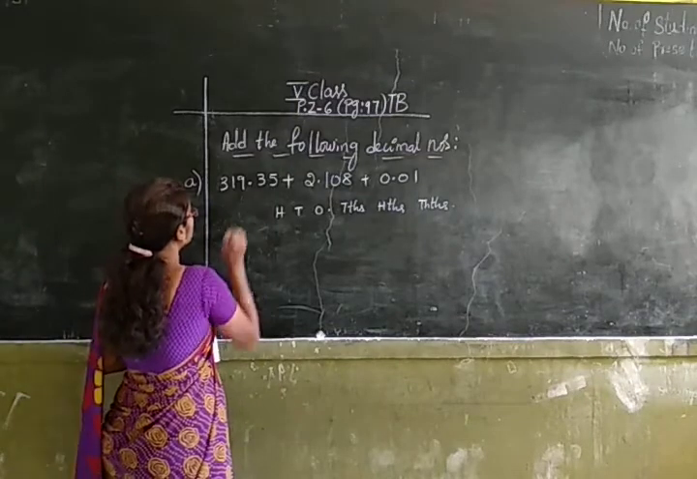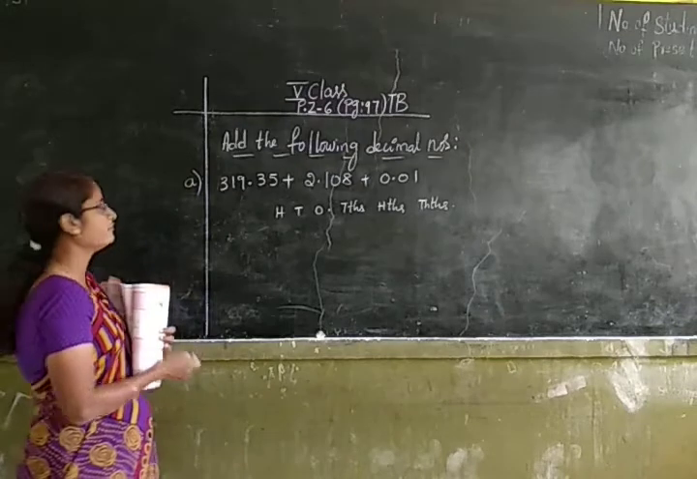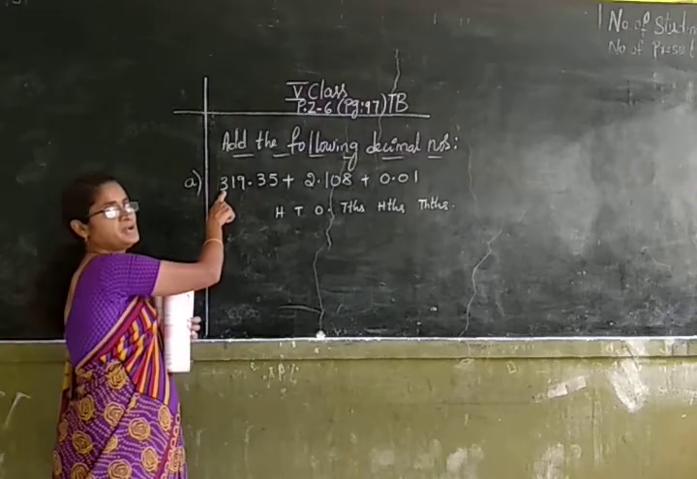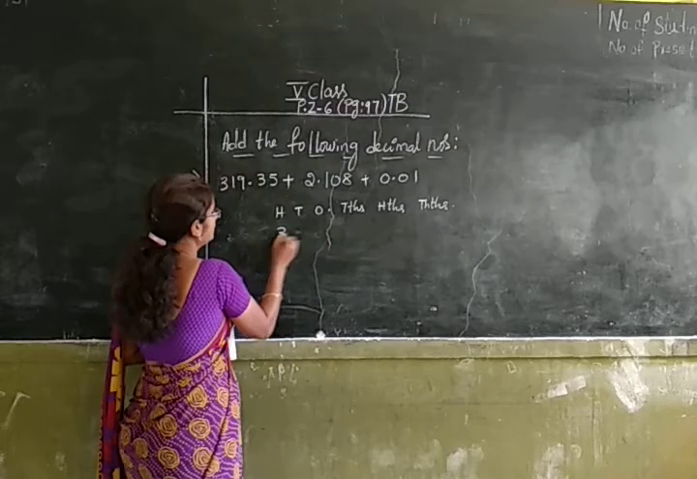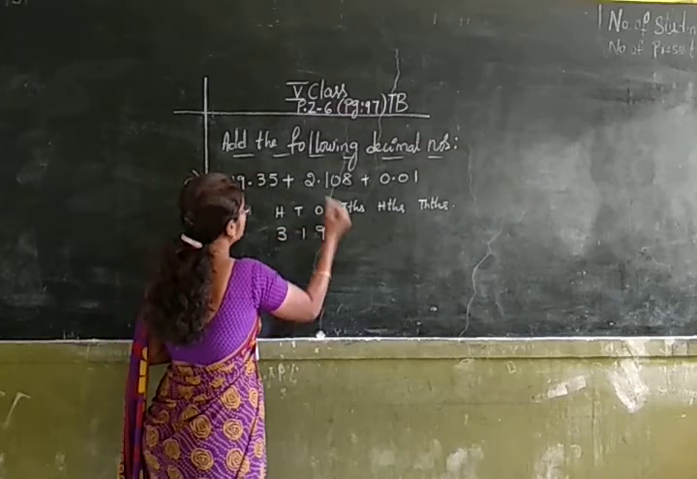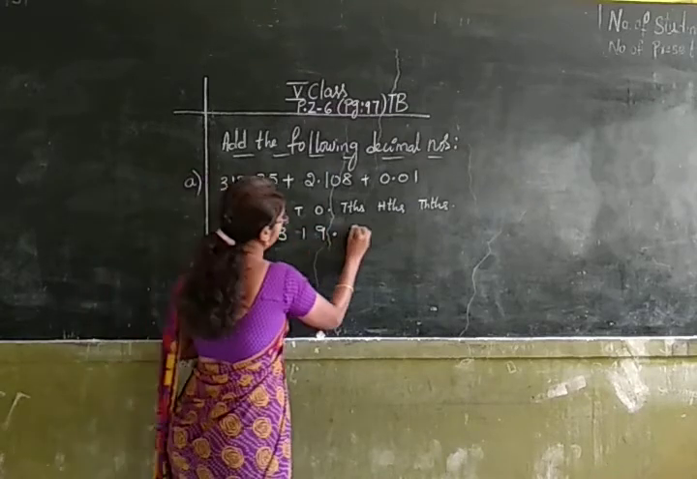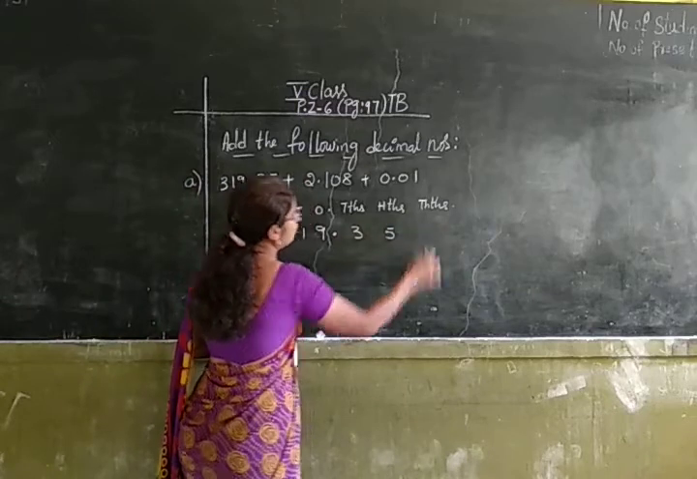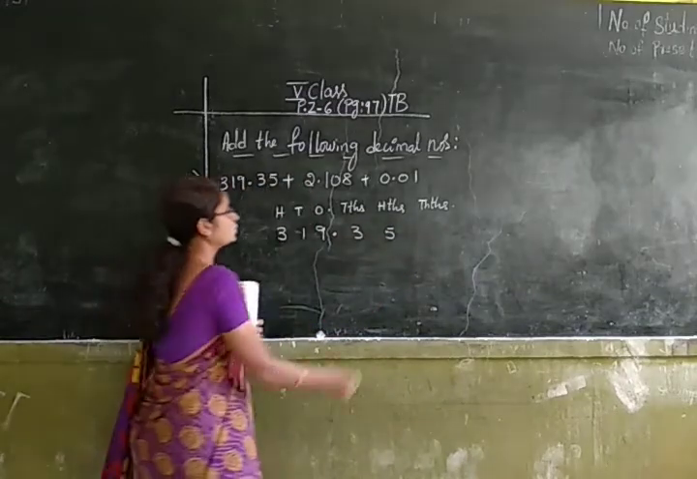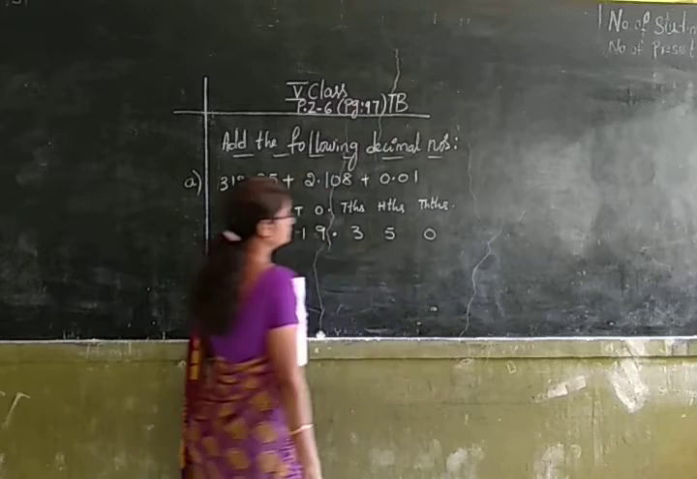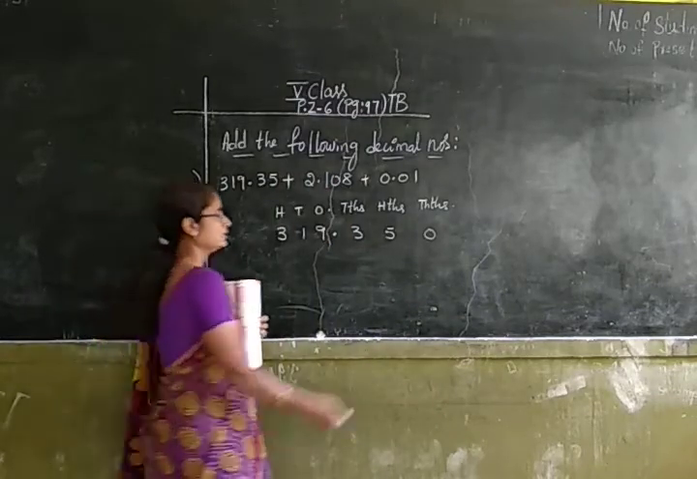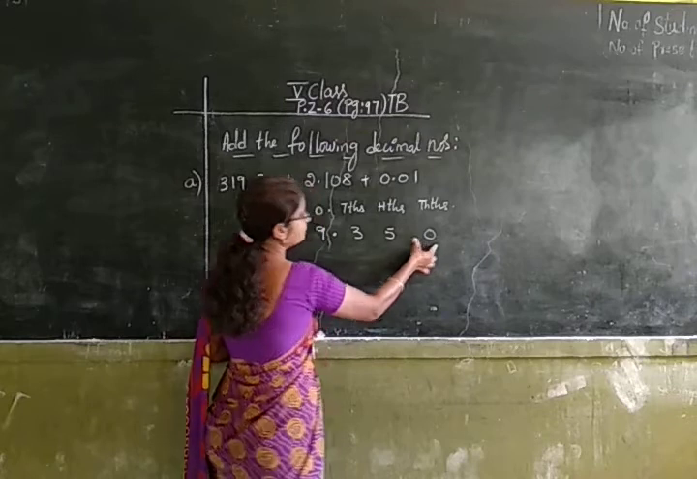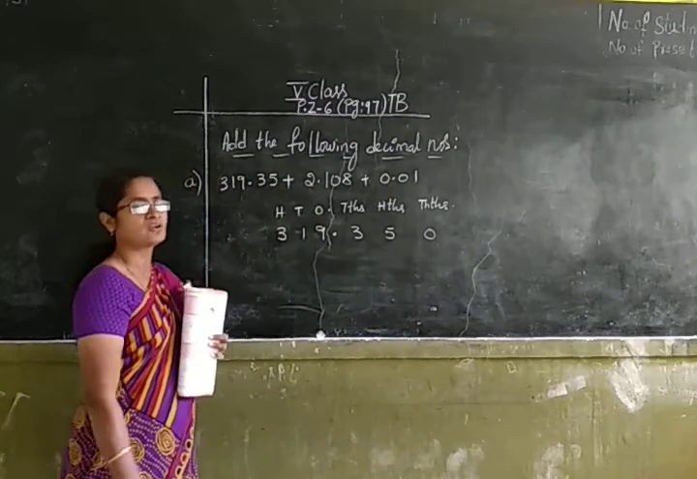The first number is 390.35. So the number is starting from hundreds place. So start writing the number from hundreds place. 390.35. Here thousands place is not given. So put 0 in thousands place. Okay children. Putting 0 will help us to add the number easily. If you place a 0 at the end of the number, the value of the number does not change.